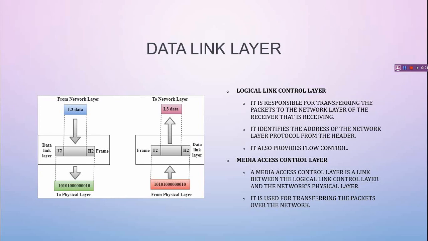And the media access control layer is a link between the logical link control layer and the network's physical layer. It is the interface between the physical layer and the logical link control layer. It is used for transferring the packet over the network. So this is the function of the data link layer.